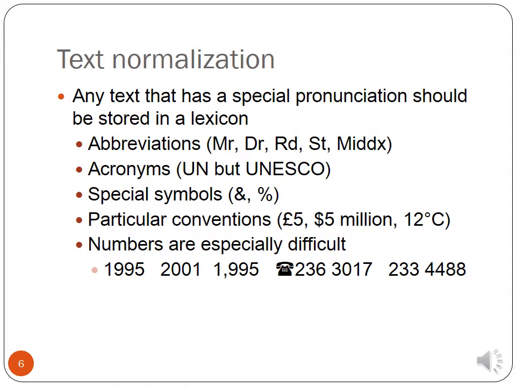So text normalization, I've already explained it, but just to do it again, any text that has special pronunciation should be stored in the abbreviation lexicon. Well, in a lexicon generally, abbreviations, acronyms, special symbols like the percent sign, particular conventions like 12 degrees Celsius, numbers, okay? Should we say 1995 one way or should we say it another way, okay?